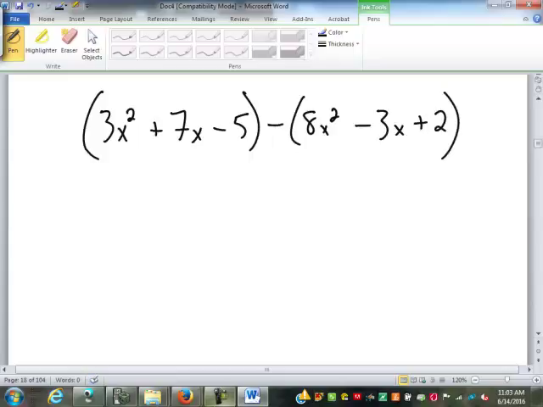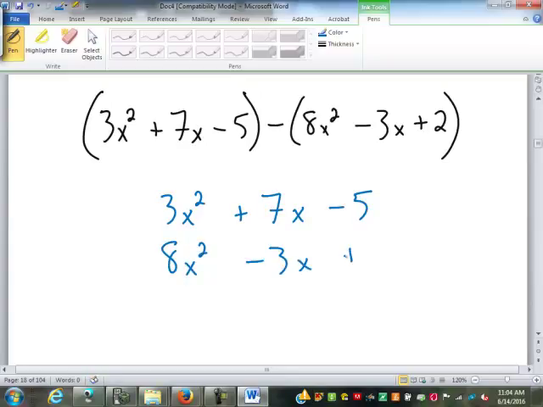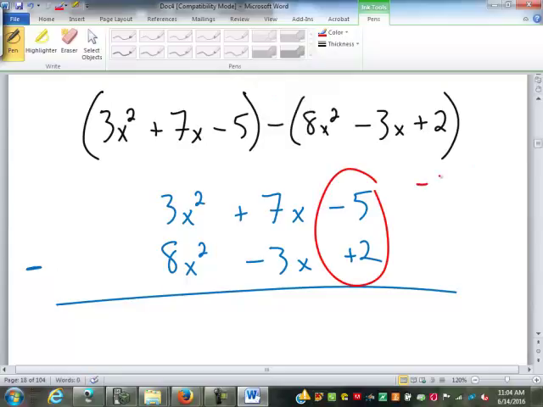Try this one in your notes. See what you come up with. So we write it out again. Making sure we line everything up, and we are subtracting down each column. So this is a negative 5 minus 2. I would change that to negative 5 plus a negative 2, which is, careful, negative 5 and negative 2 goes to negative 7.